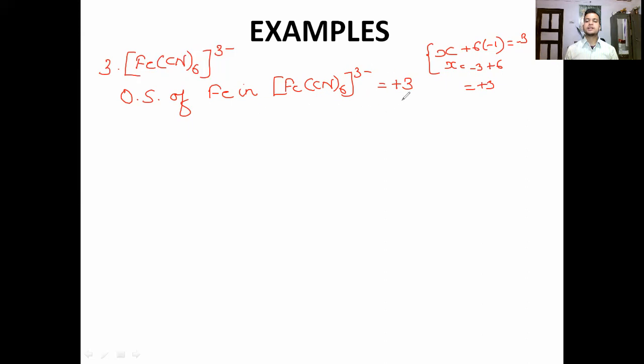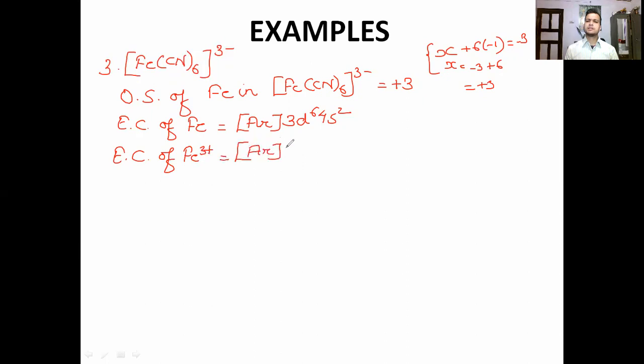Okay, so once we get that plus 3, the electronic configuration of Fe will be argon, atomic number 26, so it will be 3d6 4s2. Then we know that it is not present as Fe, it is present as Fe3+. So what we'll do now is remove 3 electrons again in the very same way. All the things are the same: 3d5, 2 electrons from s, 1 electron from d.